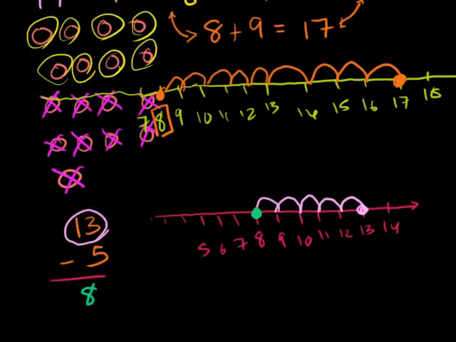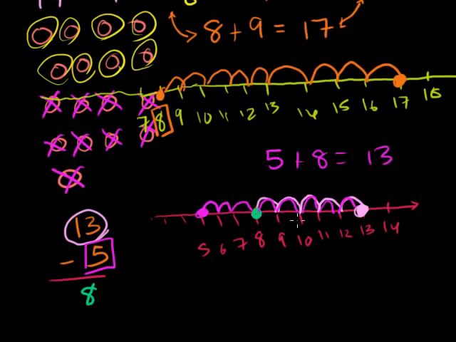Now, another way we could have thought about that: I plotted where 13 is, and I can plot where 5 is. I could say, look, 5 is right here on my number line. What do I have to add to 5 to get to 13? So let's see. I have to go 1, 2, 3, 4, 5, 6, 7, 8. I have to add 8 to 5 to get to 13. 5 plus 8 is equal to 13. So that tells me that 13 minus 5 is equal to 8.